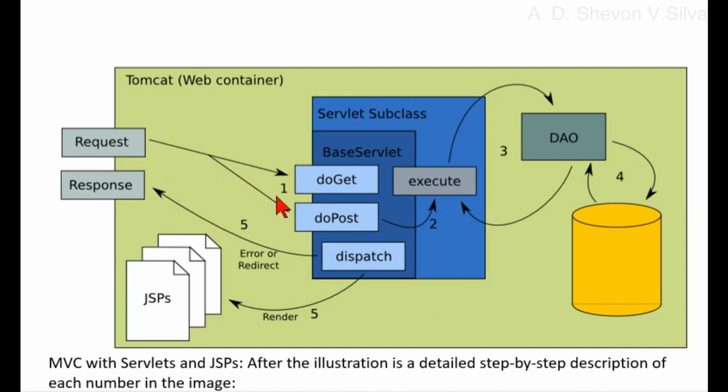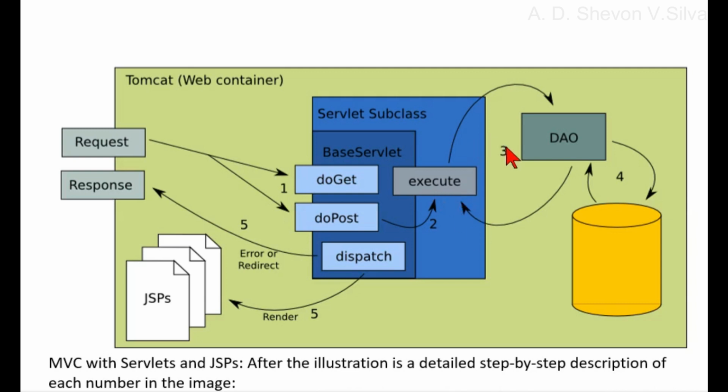One, Tomcat receives the request and passes it to the base servlet. That is an abstract servlet class that all servlets should extend to get the basic request-response functionality. Step 2, the base servlet calls the execute method of the subclass.